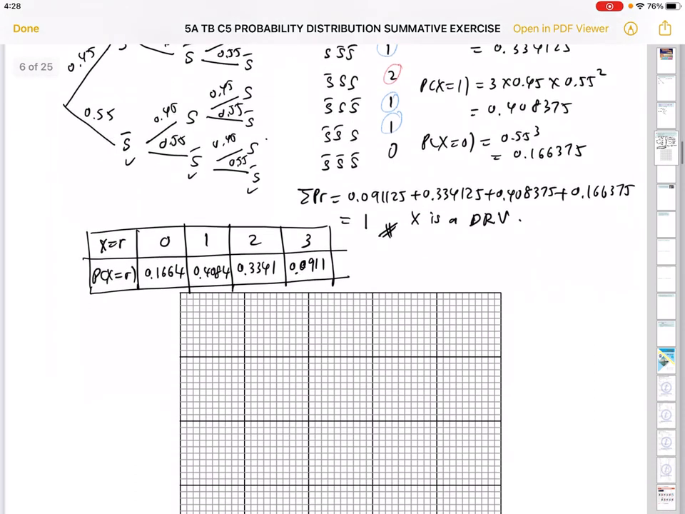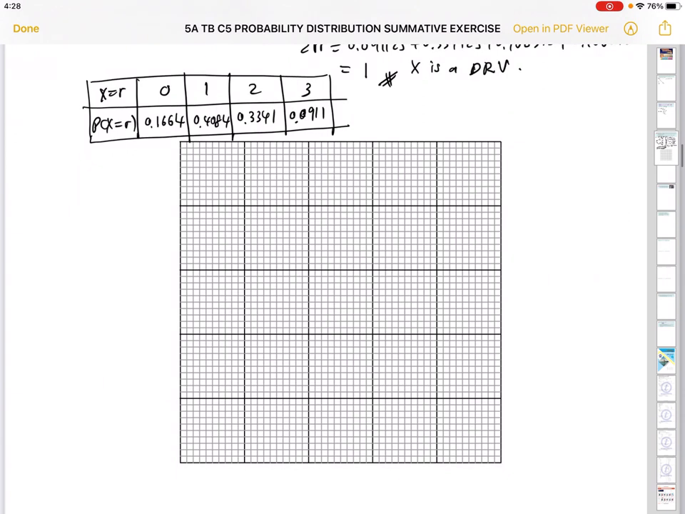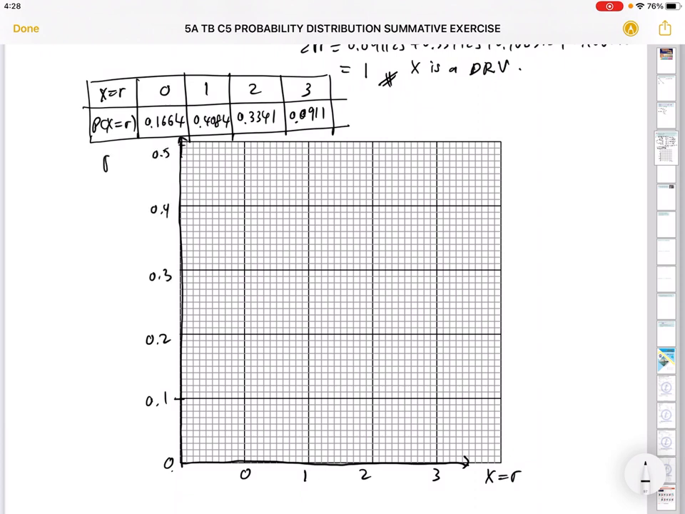I'm going to draw the graph now. My largest is actually 0.4 something. So yeah, I'm using freehand. Sorry if my line's a bit not so straight. So this is 0, 1, 2, 3, x equals r. This will be 0.1, 0.2, 0.3, 0.4, and this will be 0.5. So this is your probability P(X = r).